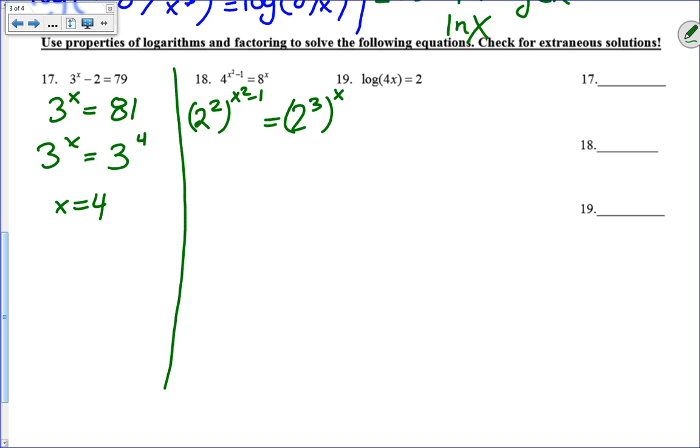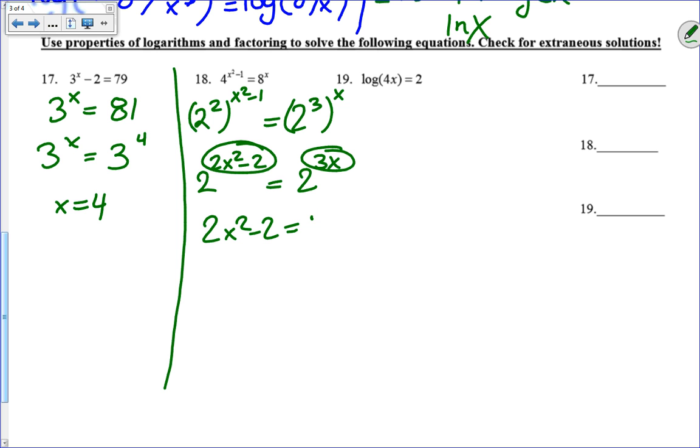So now we can rewrite these. We have a power to a power, so we just multiply. So it's going to be 2 to what power? 2x squared minus 2. Make sure you distribute that 2 through. And that's going to be equal to 2 to the 3x, right? So we have the same base. So for this expression to be true, what needs to be set equal to each other? Right, take your exponents and set those equal to each other and solve. So we get 2x squared minus 2 is equal to 3x.